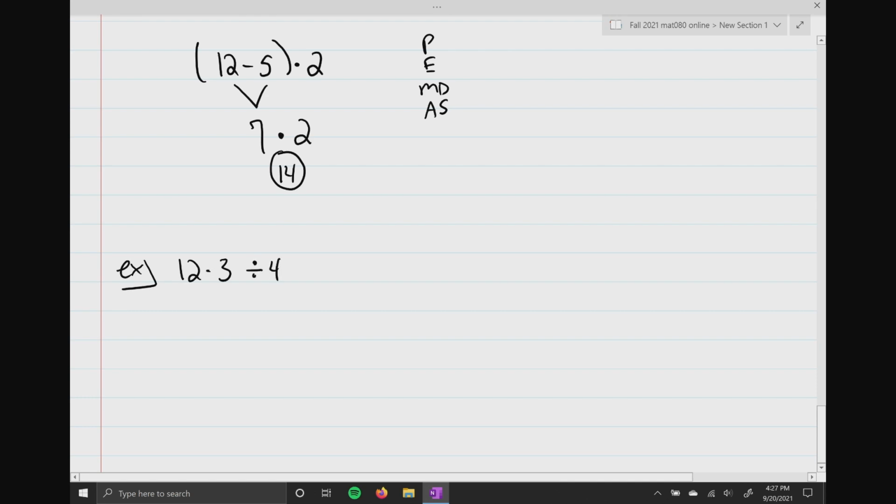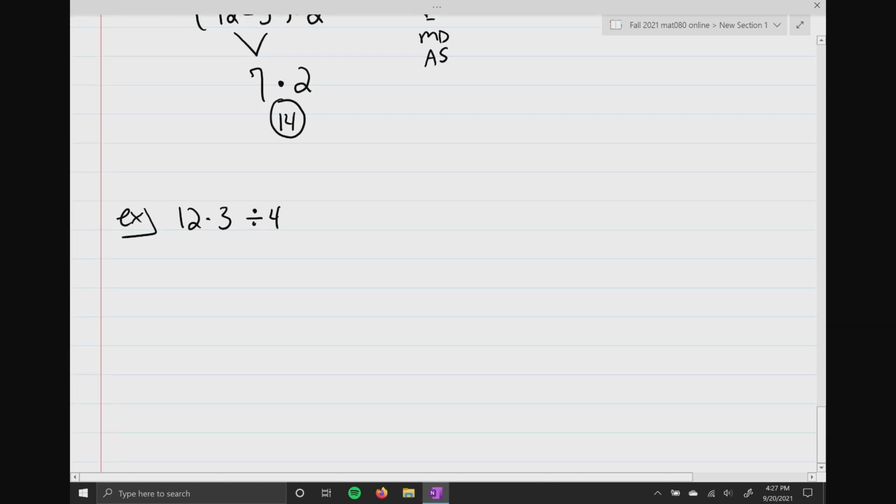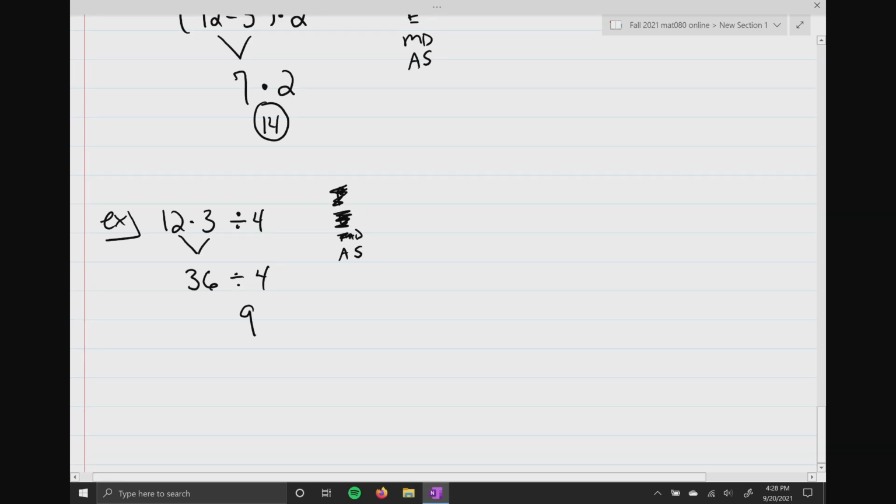12 times 3 divided by 4. So I'm going to go ahead and just apply my order of operations. I do not see parentheses. I do not see exponents. But I do see multiplication, division. So I'm going to do it from left to right in the order they appear. So 12 times 3 is 36, divided by 4. 36 divided by 4 is 9. And no more multiplication, division, and I definitely do not have any addition or subtraction, so I'm done, which is a fantastic thing.